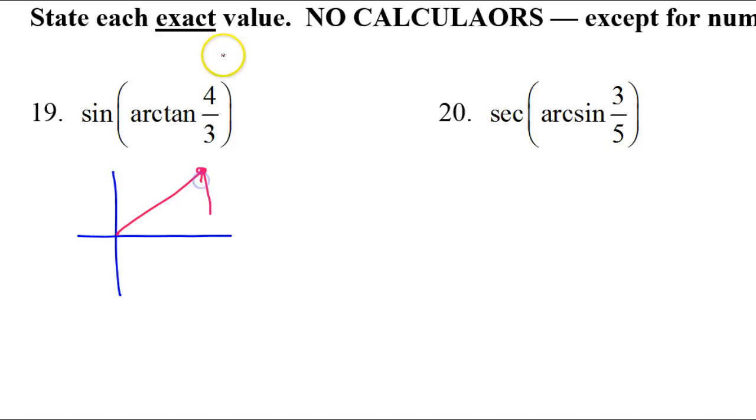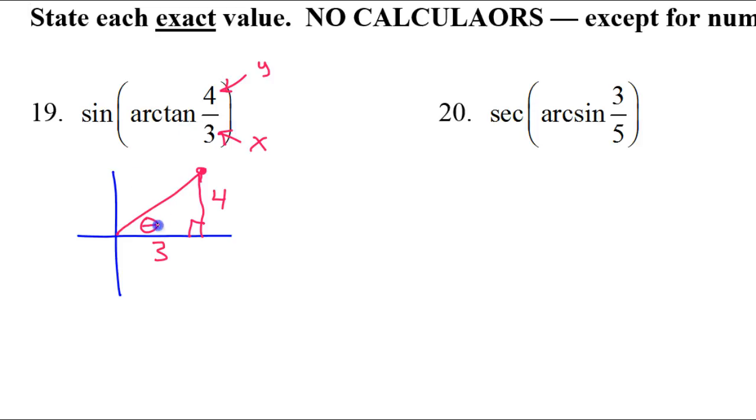Okay, so I'm just going to draw a right triangle. Tangent is y over x. So this would be the y value right here, so this must be 4, and this would be the x value, so this must be 3. Okay, so I don't know what this angle is, but I know that the tangent of this angle is 4 over 3.